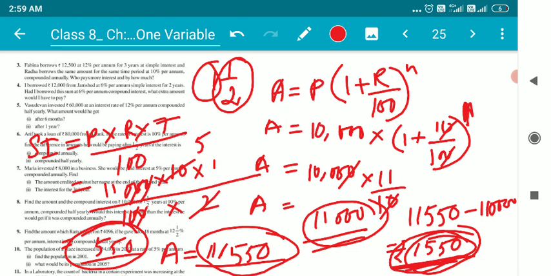Question number 9 will be your practice work. You will try out question number 9, and the next video I'll discuss about question number 10 and 11.